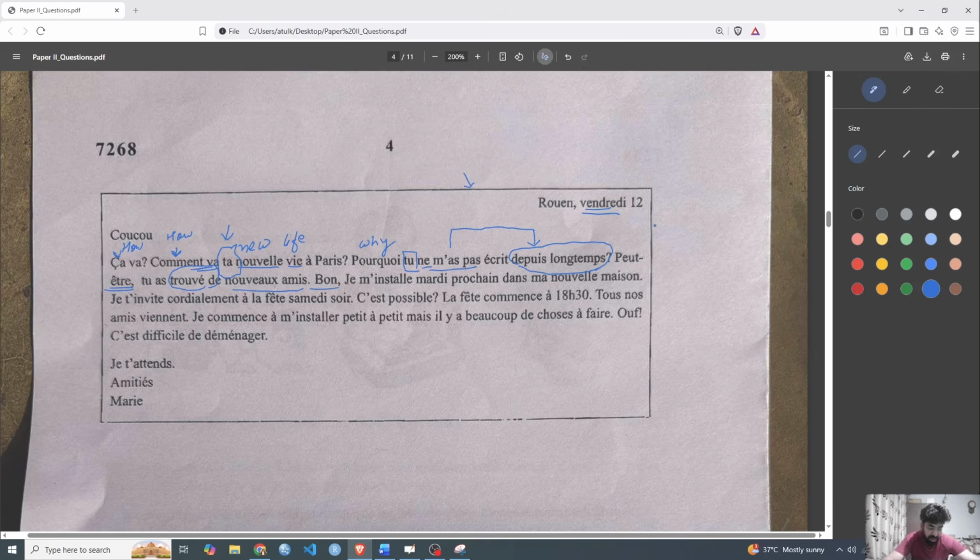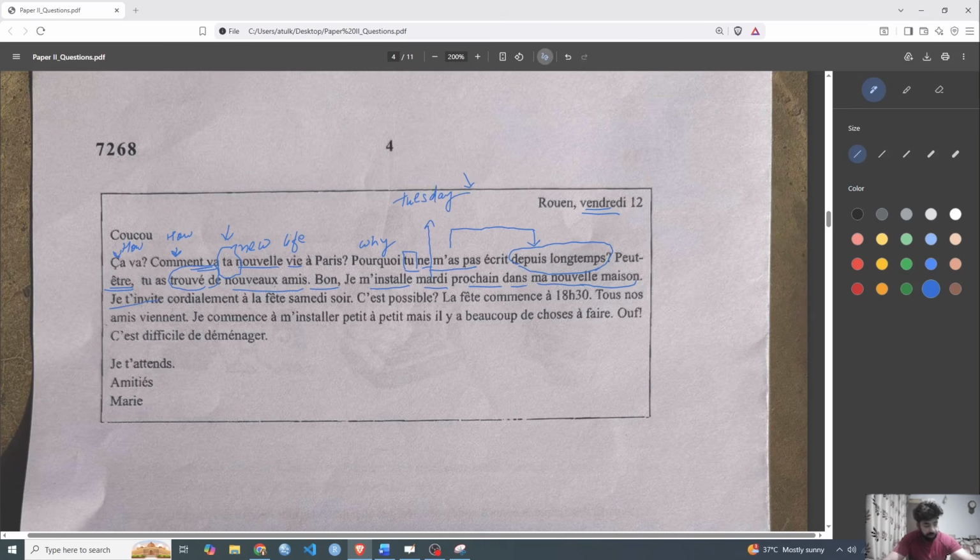Then she's saying, well, or anyway, or bon. Je déménage mardi prochain. Prochain is next. And je déménage is basically I am moving to my new house. She has mentioned the day also. Mardi is basically Tuesday. So anyway, I am moving to my new house next Tuesday.